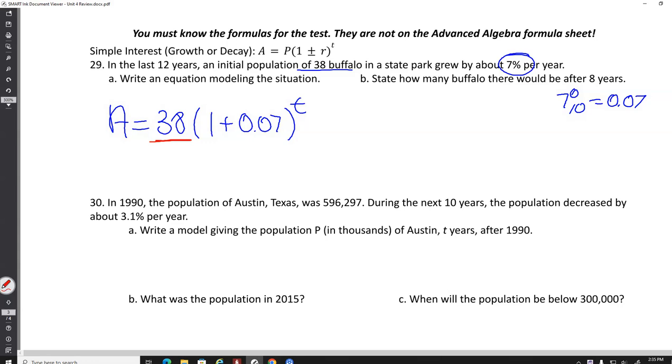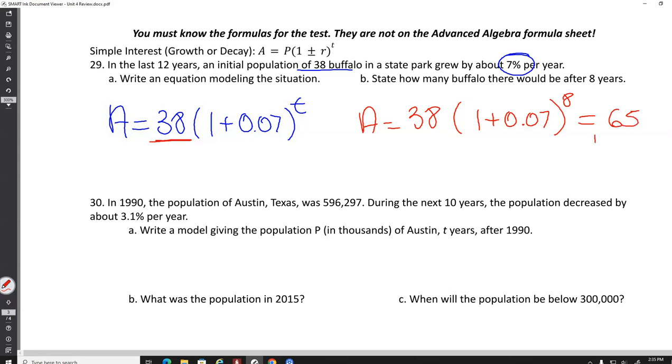Now for B, it says state how many buffaloes there would be after 8 years. Again, I would do 38 times 1 plus 0.07 now raised to the 8th power. If you put it all in a calculator, you're going to get 65 buffalo.